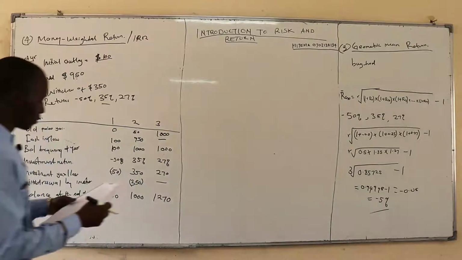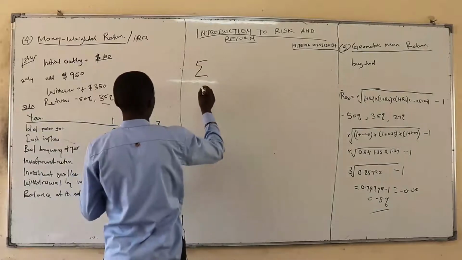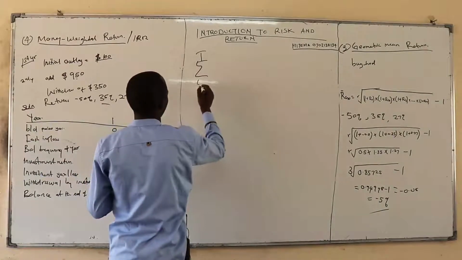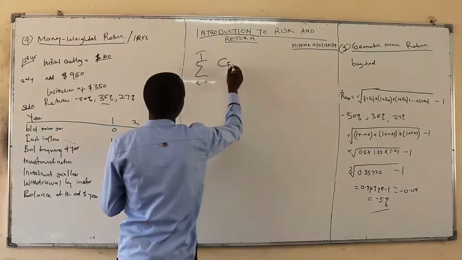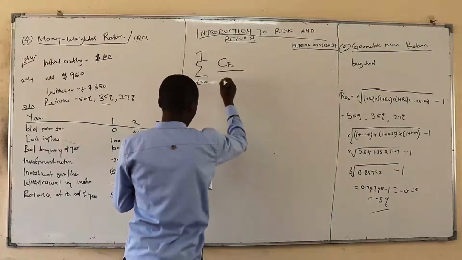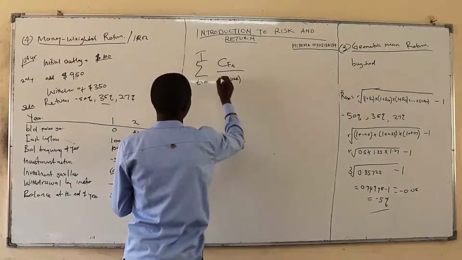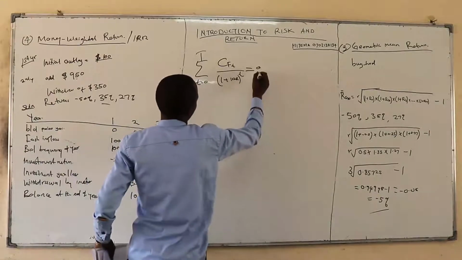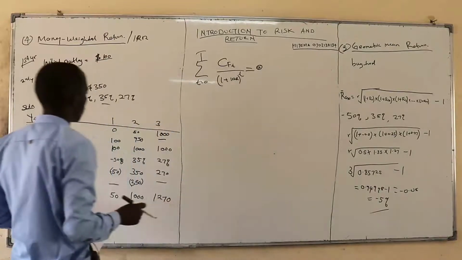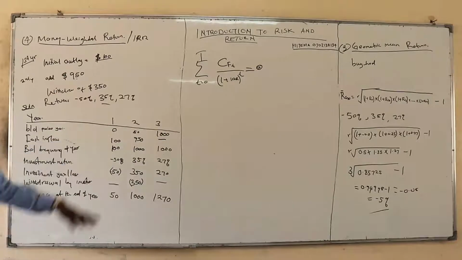So we use this formula: the summation of CF, the cash flows, times 1 plus the internal rate of return, raised to T, which is the number of years, equal to 0. So our first year cash flow is 50.